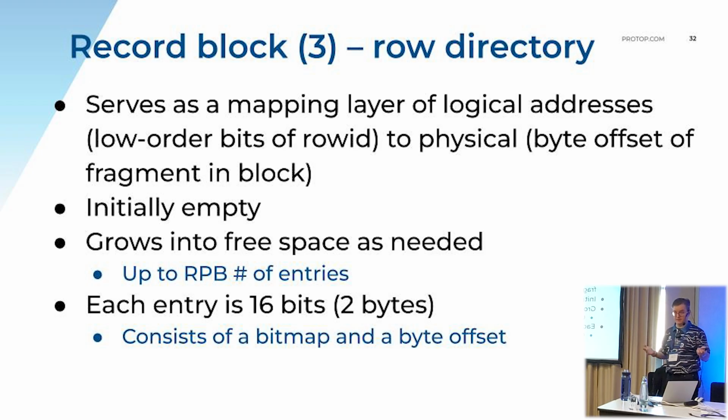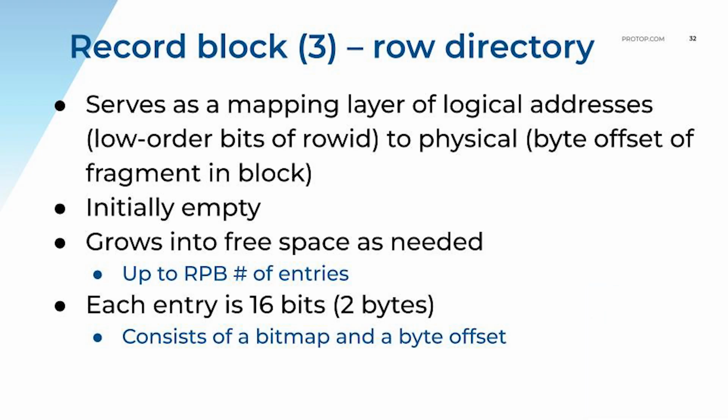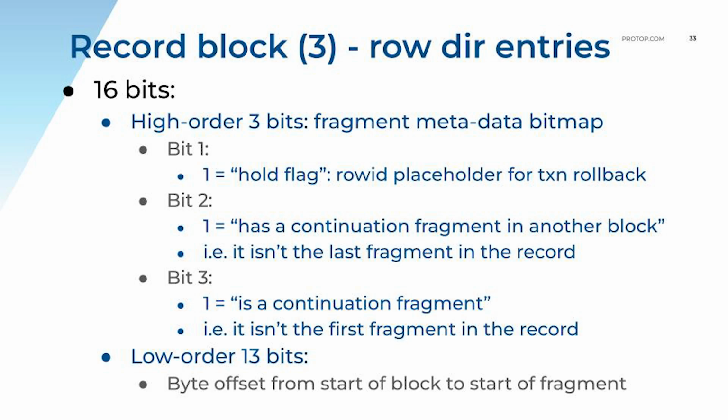So this is a dynamic structure. It grows on demand, as we saw. And it starts out at 0 entries and grows up to RPB number of entries. Each entry is 2 bytes long. And now we're going to look at what makes up that entry. It consists of a 3-bit bitmap and a byte offset.